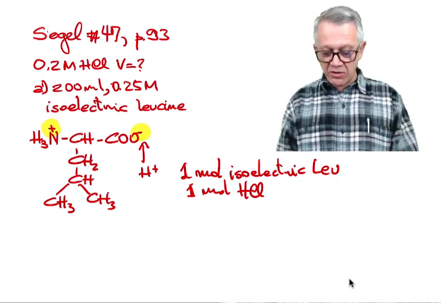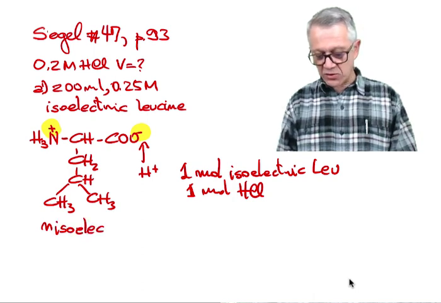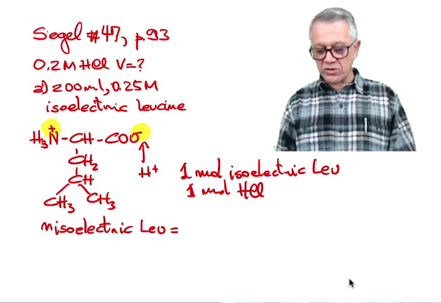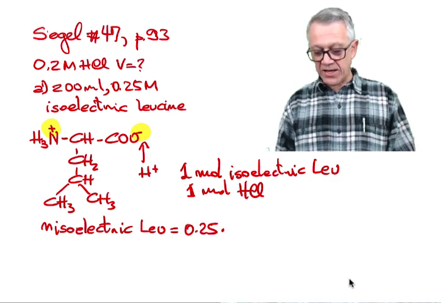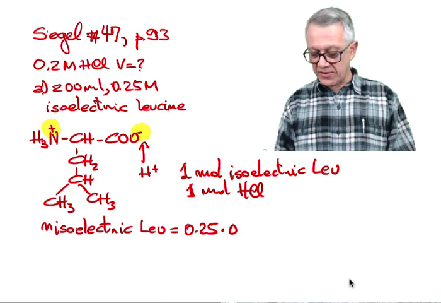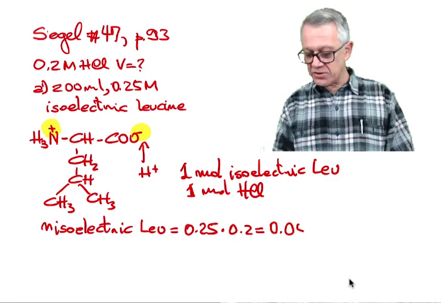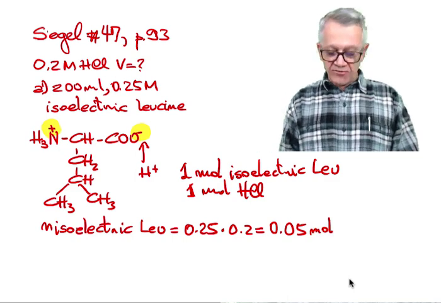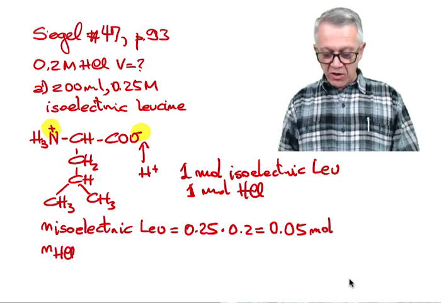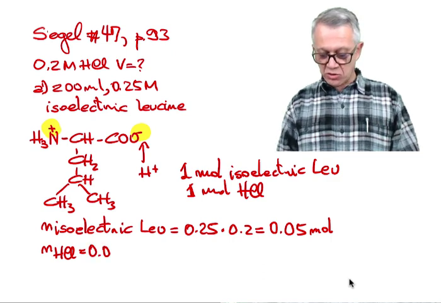So the number of moles of isoelectric lysine that we have is equal to the molarity, which is 0.25, multiplied by the volume, which is 0.2 liter. We don't need the calculator this time: 0.05 mole of isoelectric lysine. Therefore, we need the same number of moles of HCl to be able to titrate that solution completely.